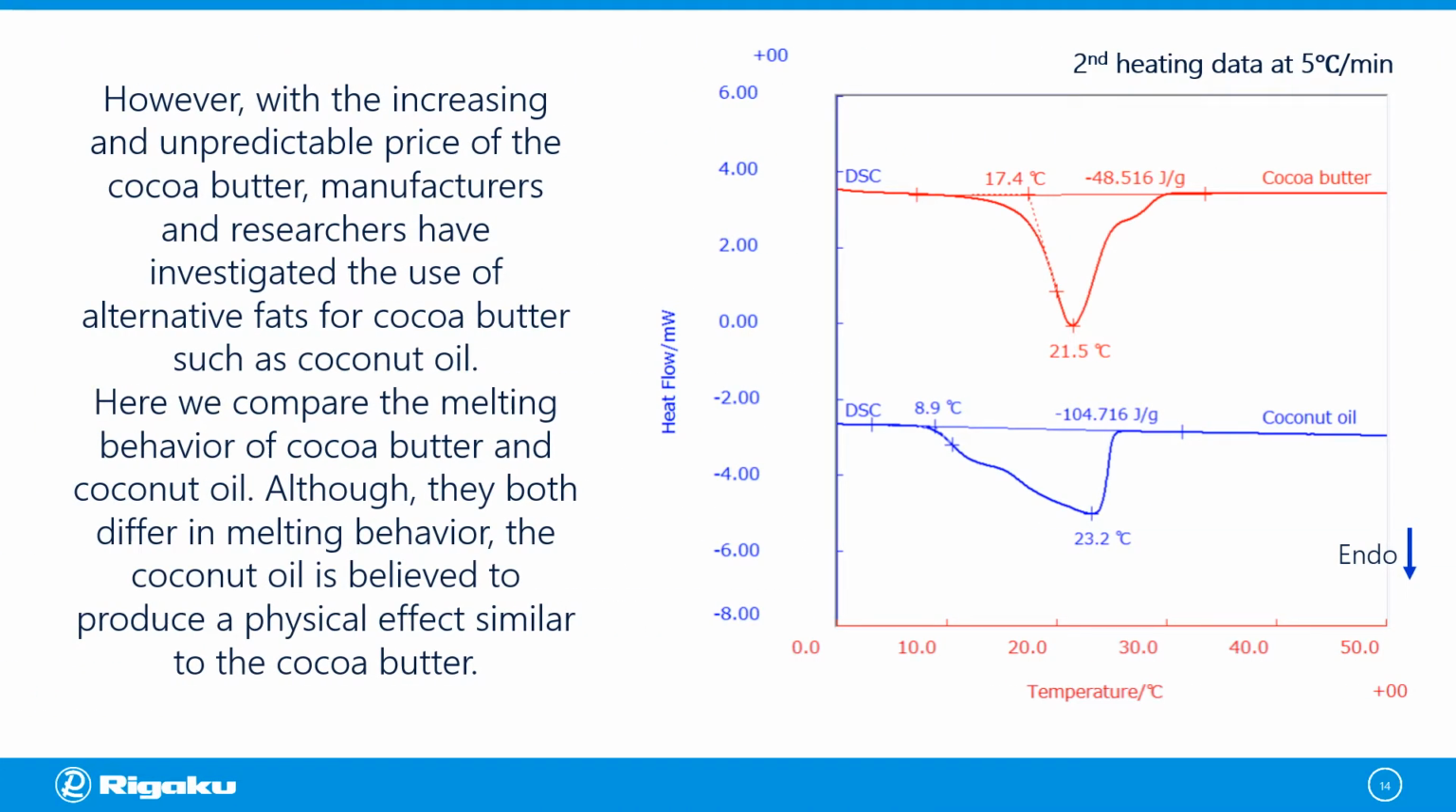However, with the increasing and unpredictable price of the cocoa butter, manufacturers and researchers have investigated the use of alternative fats for cocoa butter such as coconut oil. Here we compare the melting behavior of cocoa butter and coconut oil. Although they both differ in the melting behavior, the coconut oil is believed to produce a physical effect similar to the cocoa butter.